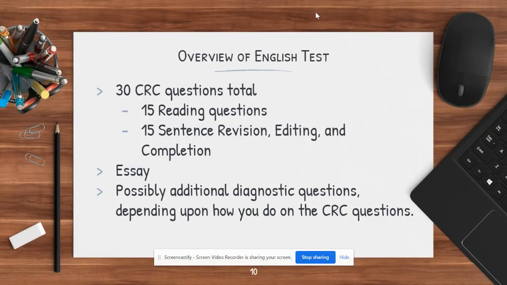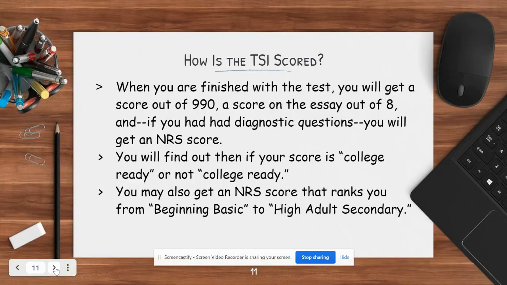Okay, so the overview of the ELA test. It's 30 CRC questions. 15 of them are about reading, 15 of them are sentence revisions, editing. There's no completion. I don't know why that's on there. They took that off. There's an essay, and you possibly have additional diagnostic questions depending upon how you do on the CRC questions. I'm going to go through a couple of different testing scenarios that your students might encounter. Every single person who sits down to take this test is going to be given 30 CRC questions. What happens after that depends on how they do on those CRC questions. I'm going to go through those scenarios in a little bit.